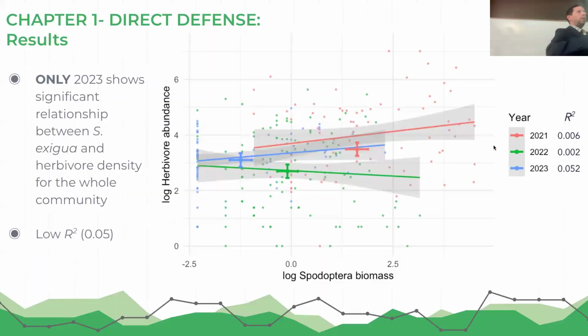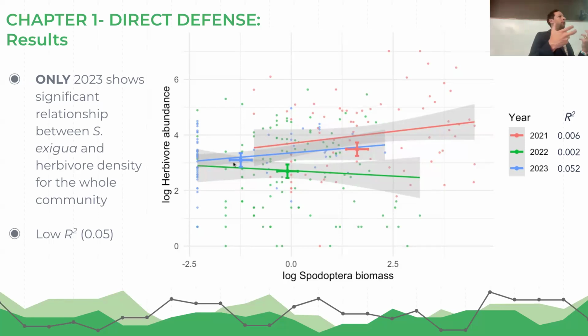We then asked the question, okay, forget the individual species, let's lump everything together and look at this from an entire community perspective. If we look at this interannually, how do average Spodoptera mass and average herbivore densities across all plants, across all species, change each year? The way to interpret this graph is to look at this red line, which is 2021, and we see that the Spodoptera mass and the herbivore density are both at the highest. Then as you go from 2022 all the way to 2023, you see that the Spodoptera mass does seem to decrease pretty significantly over time.